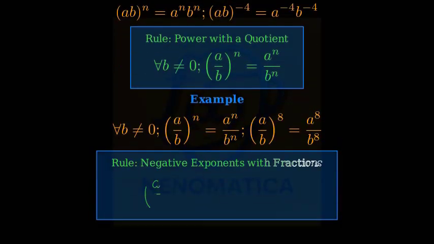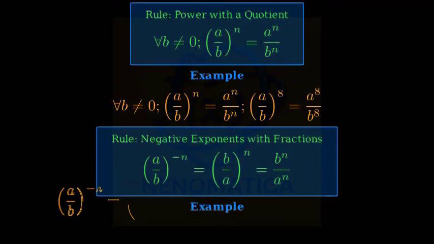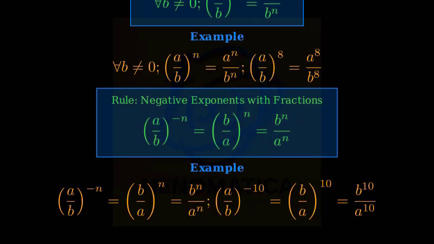The sixth rule deals with negative exponents in fractions. When we have a fraction with a negative exponent, we can invert the fraction and make the exponent positive. a over b raised to the negative n power equals b over a raised to the n power.